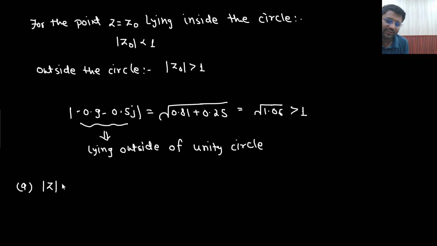What is my equation of circle? Equation of circle is mod of z equals 1. This is the equation of circle. So here in place of z I will put 0. What is the answer I am getting? 0. Is it less than 1? That means it is inside.